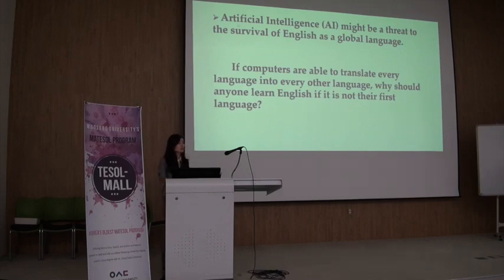The second very important parameter is artificial intelligence. Is it going to be a threat to the survival of English as a global language? Simply ask yourself this question: if computers are able to translate every language into every other language, why should everyone learn English if it's not their first language?